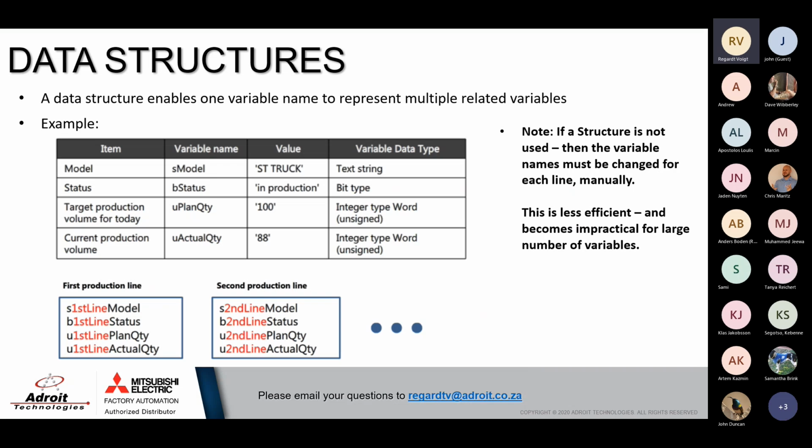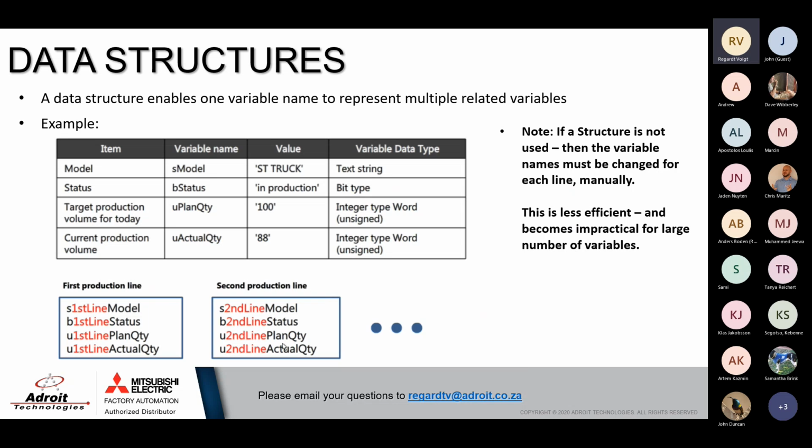Right, so another form of efficient programming would be your data structures. Data structures allow you to use a single variable name to represent plenty of variables, by just replacing a part of that variable, for more efficient programming. If you don't use a structure, you're going to have to make a variable for each item in your process. But this is less efficient, so we'll use data structures to do that.